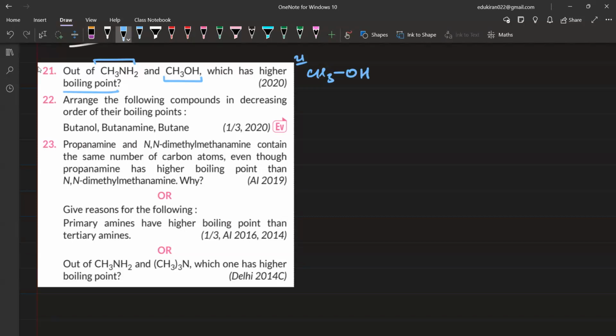You don't have to answer why, but हमें तो बताना पड़ेगा, because due to better hydrogen bonding. Why better hydrogen bonding? Due to more electronegativity of oxygen atom. These points I have written in the notes. Arrange the following compounds in the decreasing order of their boiling points.